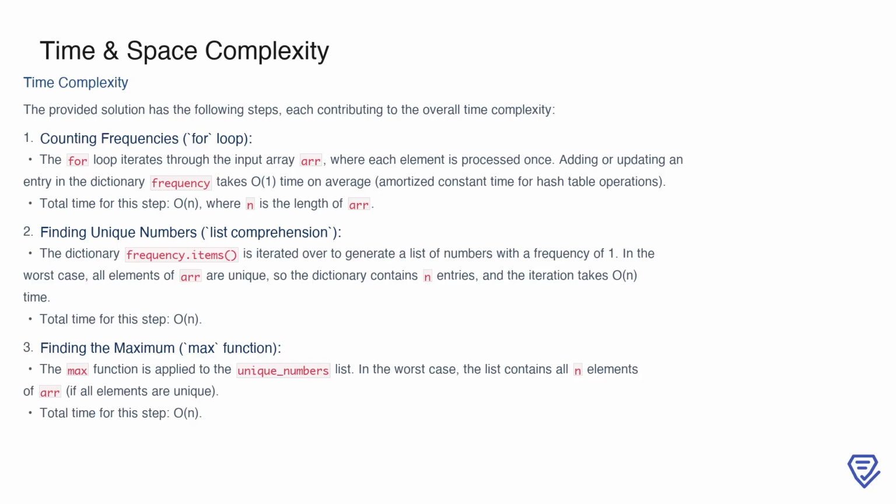Next, we identify the unique numbers by iterating over the dictionary frequency.items. Since the dictionary contains at most n entries, this operation also takes O(n) time in the worst case. Finally, the max function is applied to the list of unique numbers. If all elements of ARR are unique, the list contains n elements, making this step O(n) as well. Each of these steps contributes O(n), setting the stage for combining the total time complexity in the next part.